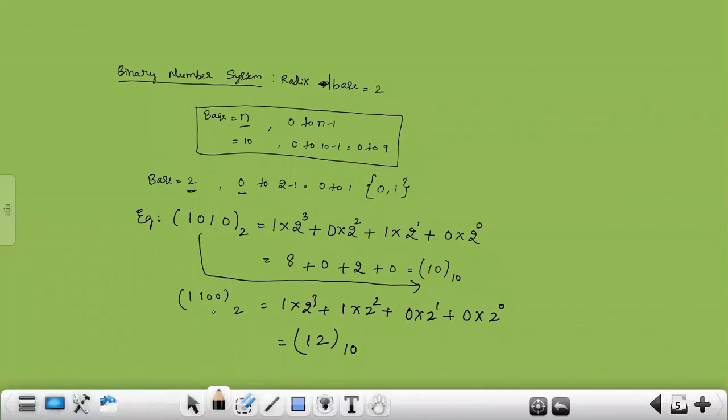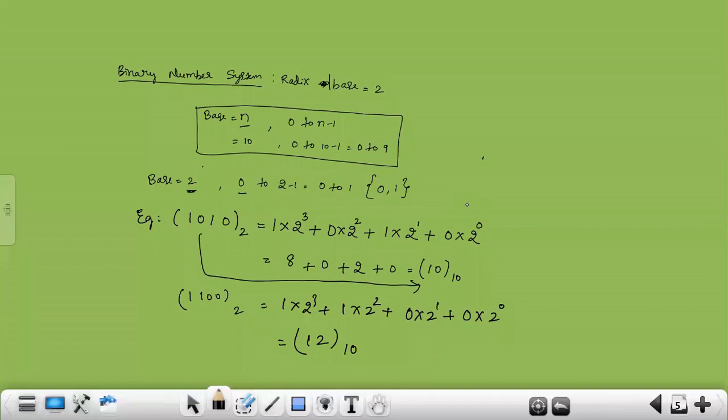In your binary number system, we'll be having either 0 or 1. In the decimal number system, I can have any numbers ranging from 0 to 9. Is this clear for the binary number system? Yes sir.